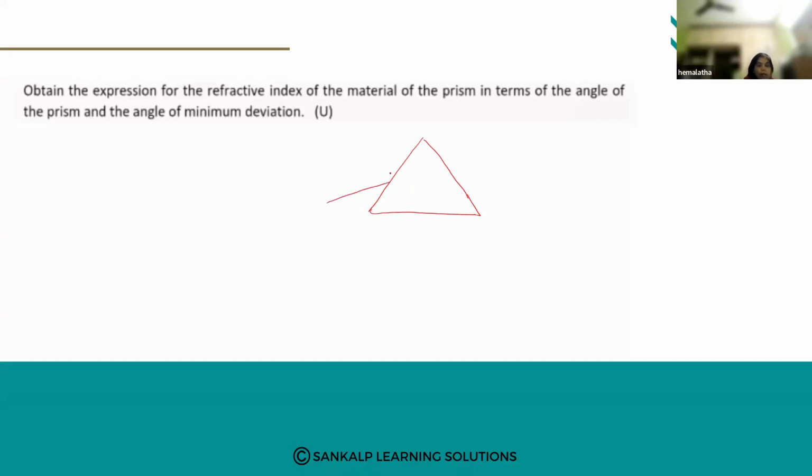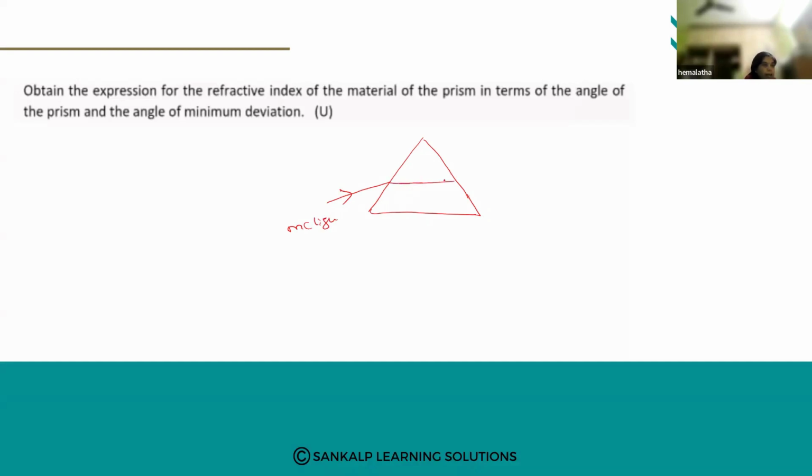Incident ray like this. Okay, we have taken the monochromatic light for this one because to avoid the confusion. One light is enough for us now. Okay, if a monochromatic ray of light falls obliquely on this, then what happens? There is a refraction takes place like this, correct?